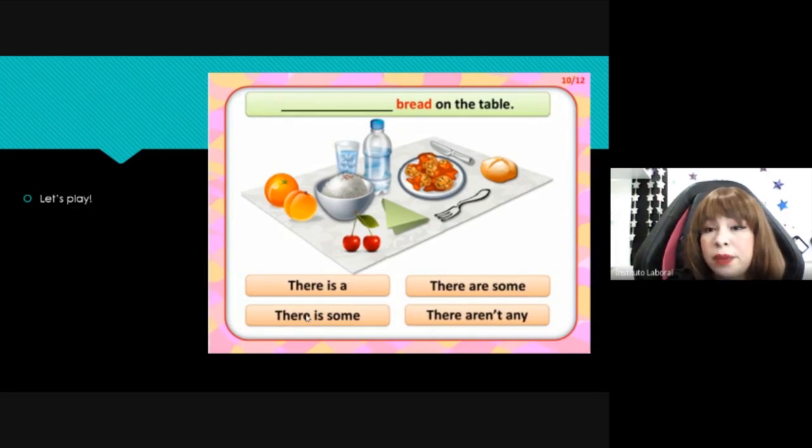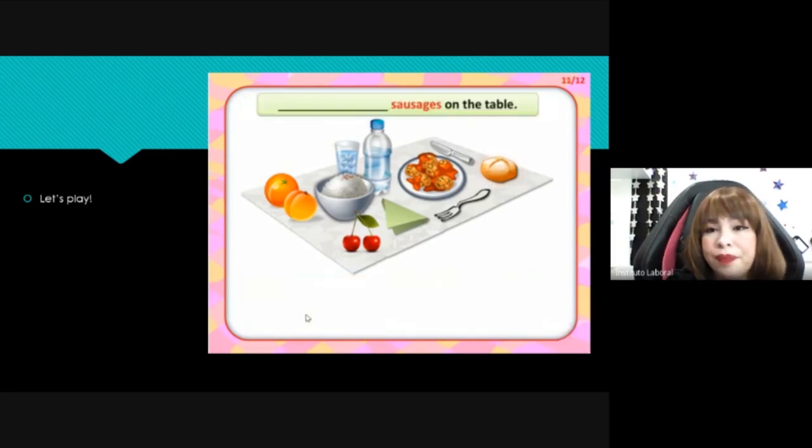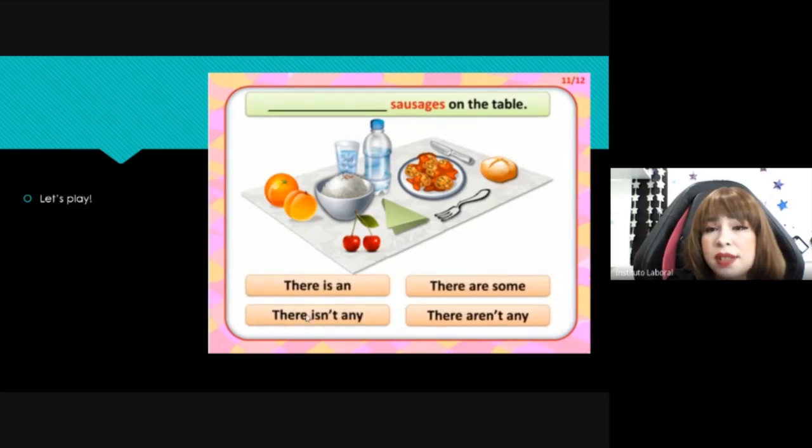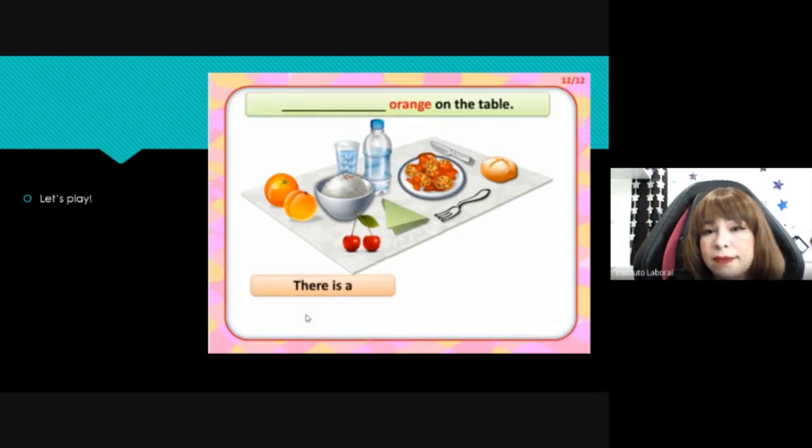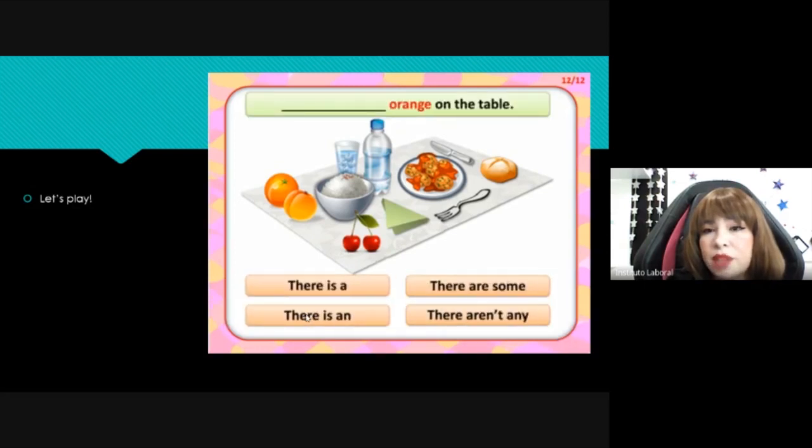Bread, uncountable. There is some bread on the table. Sausages. There aren't any sausages on the table. Orange. There is an orange on the table.